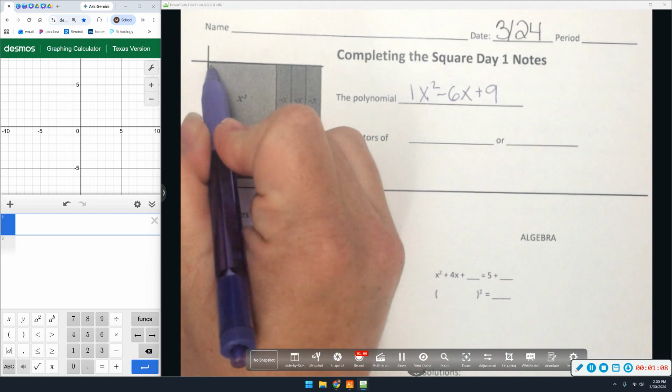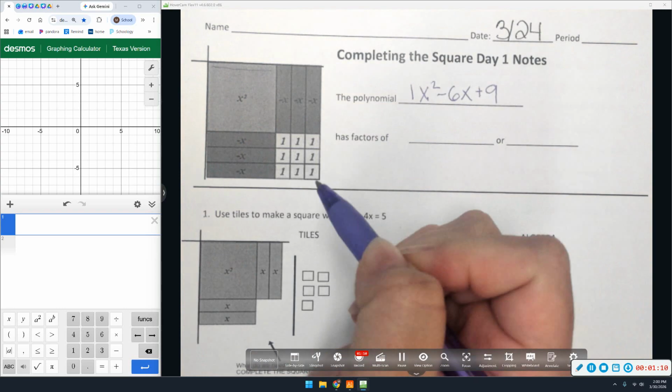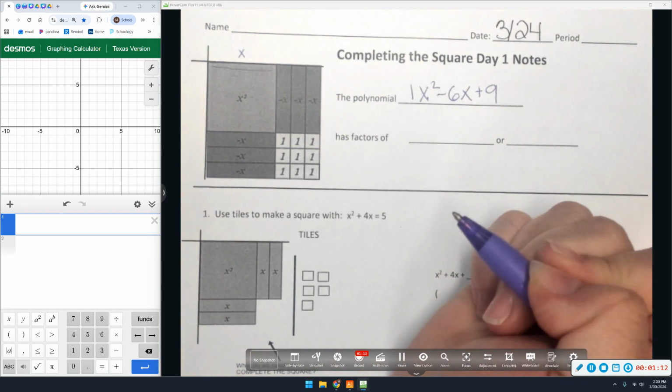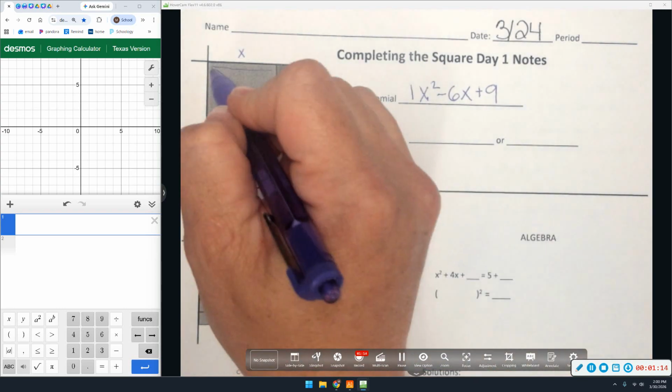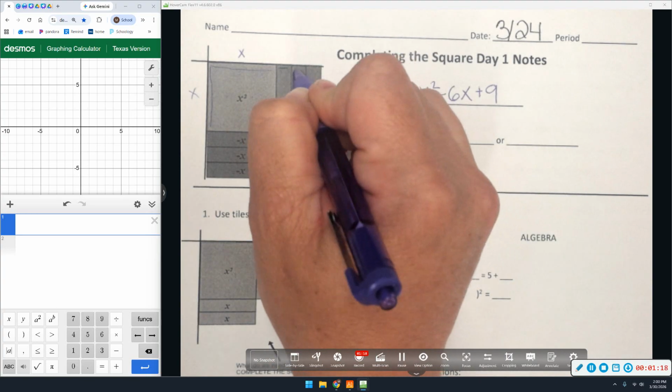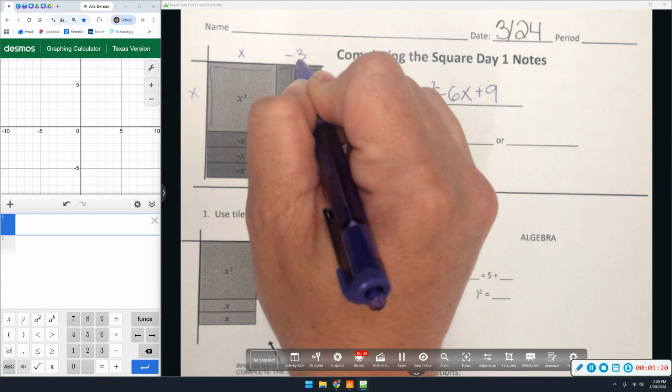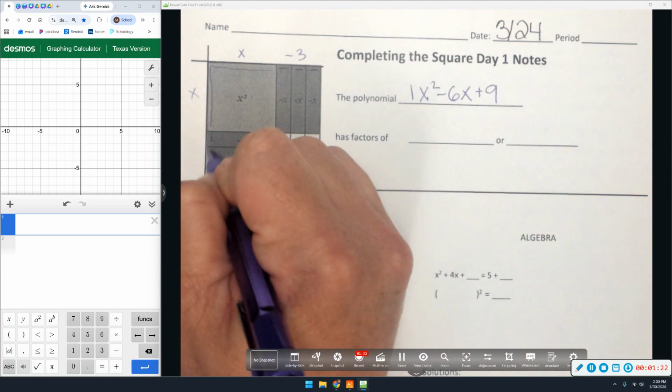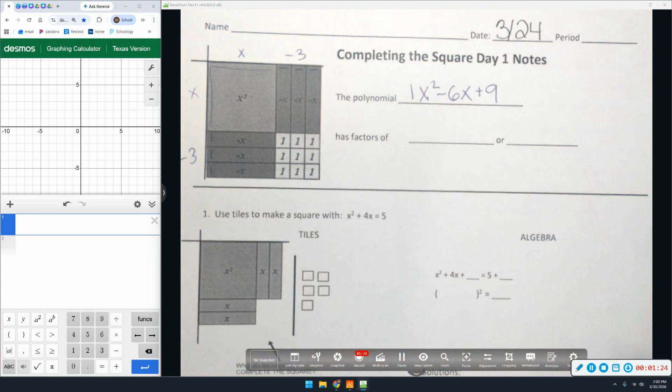So what's my length here? It's an x, right? Remember that long side is the x. This is also an x. But the short side is a single. So I have 1, 2, 3. So I have -3. And then again 1, 2, 3. So I have -3.